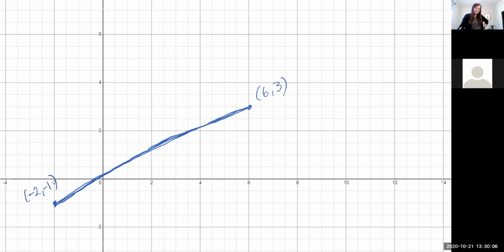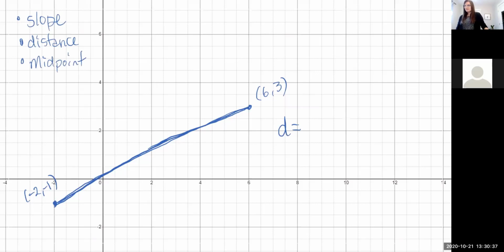So why don't you try this on your paper, like find the distance between these 2 points in an exact value format. And then you can also think about what the slope would be, because the slope is similar but slightly different than the distance calculation, as well as the midpoint. So you should be thinking about, okay, how do I find slope? How do I find distance? And how do I find midpoint? These are things we can find between 2 points. Okay, I'll give you like 2 or 3 minutes. Try it out.